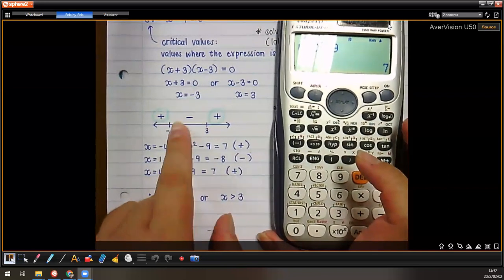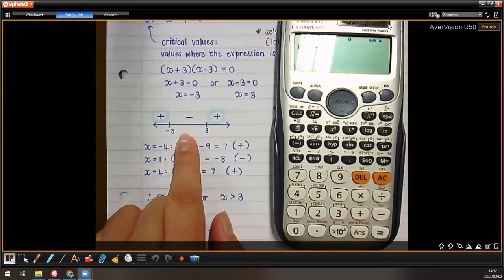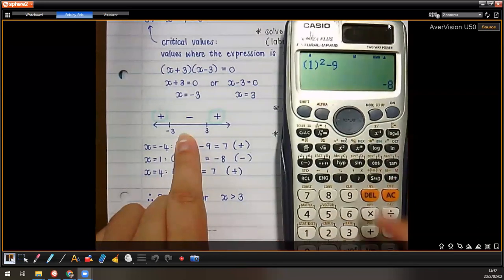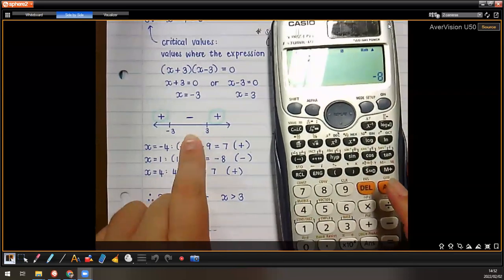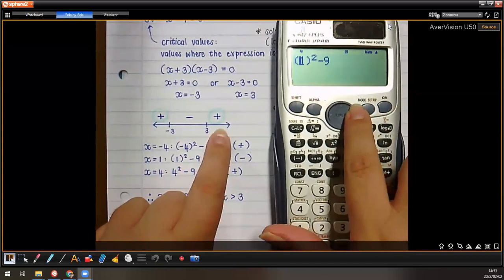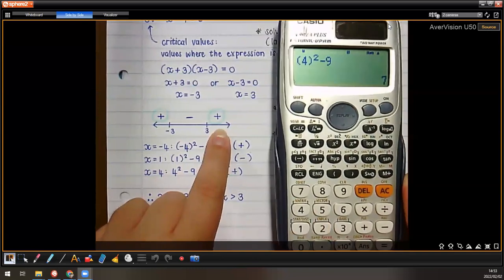Now you choose a number between -3 and 3. We said we want to go with 1, so you just use your arrow to clear, sorry, the -4. You put a 1 in there, you get -8, you just put your minus there. Now we want a number that's bigger than 3, so you just use your arrow button to clear the 1, we change it to a 4, you get +7, so you put your plus there.